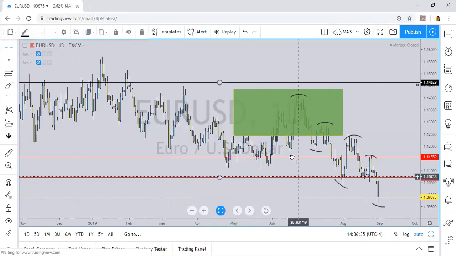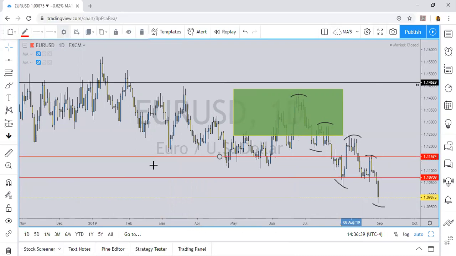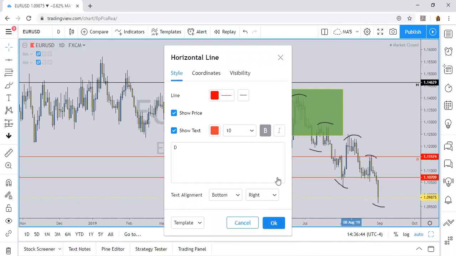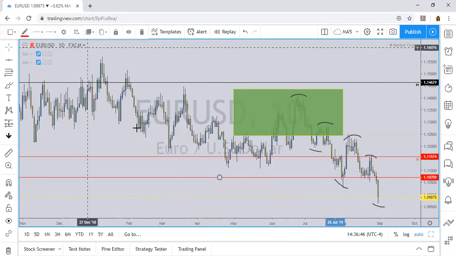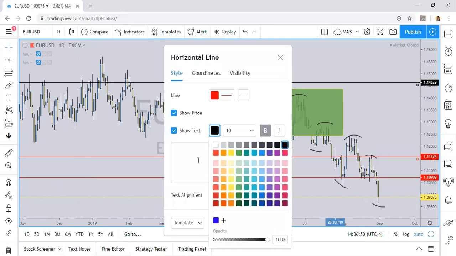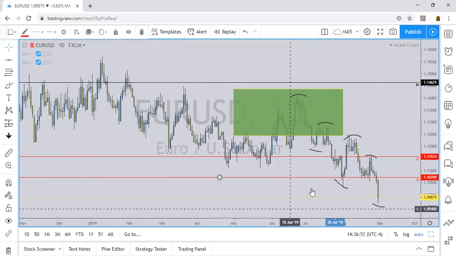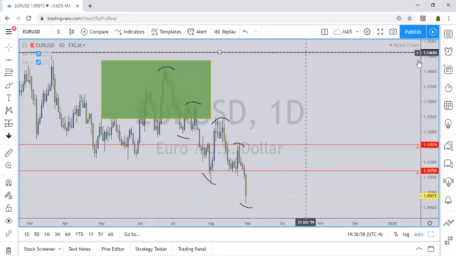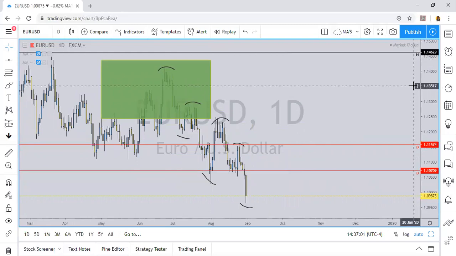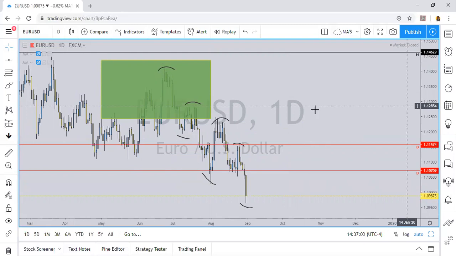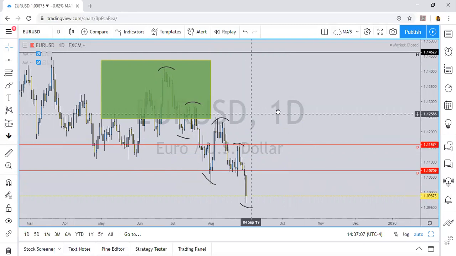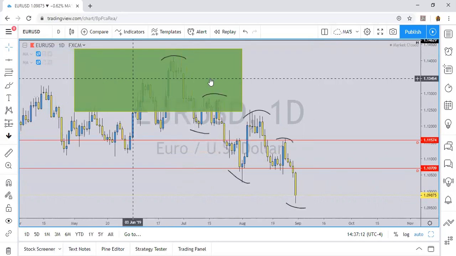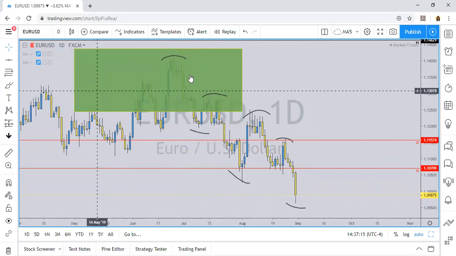And then here, since this is on the daily time frame, I'll put D. And then here, I will also put it here as well. Okay, so these are my key levels, and I can identify them by looking at the abbreviation. So M for monthly, D for daily. Okay, and this box that I have highlighted here is that whole bearish engulfing pattern.